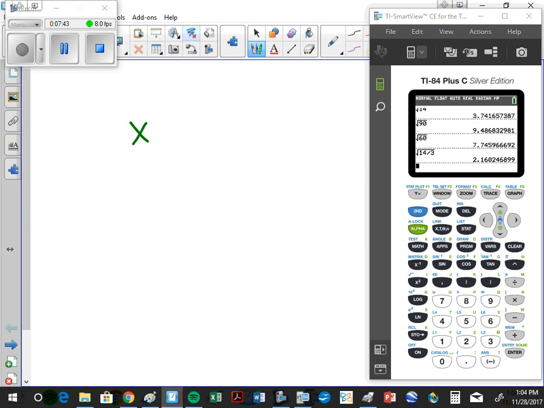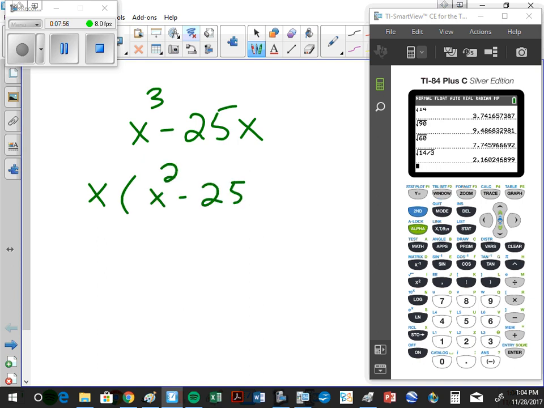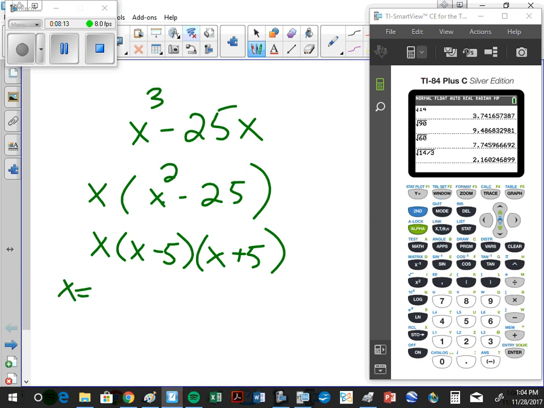Okay, what if I had this? x to the third minus 25x. So in this case, I need to pull out an x. x times x squared minus 25. Does it go any further than that? This one is a difference of perfect squares. x minus 5 and x plus 5. What are the roots? Well, this one gives me 0, and that one gives me 5, and this one is negative 5.